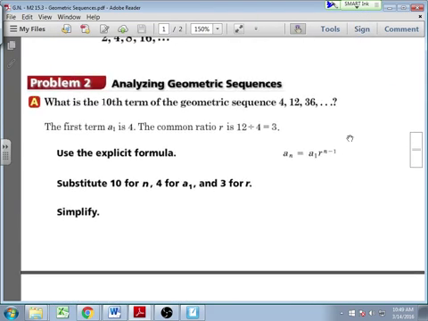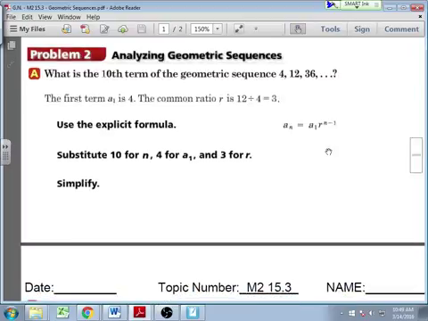Okay, so now we've got to find the nth term, here n being 10, we're asked for the 10th term. It says a sub 1 is 4, the common ratio is 3. So how could we write this out? Well, we can use the explicit or the recursive. The explicit is easier to work with because it doesn't use that a sub n minus 1. That gets kind of annoying.